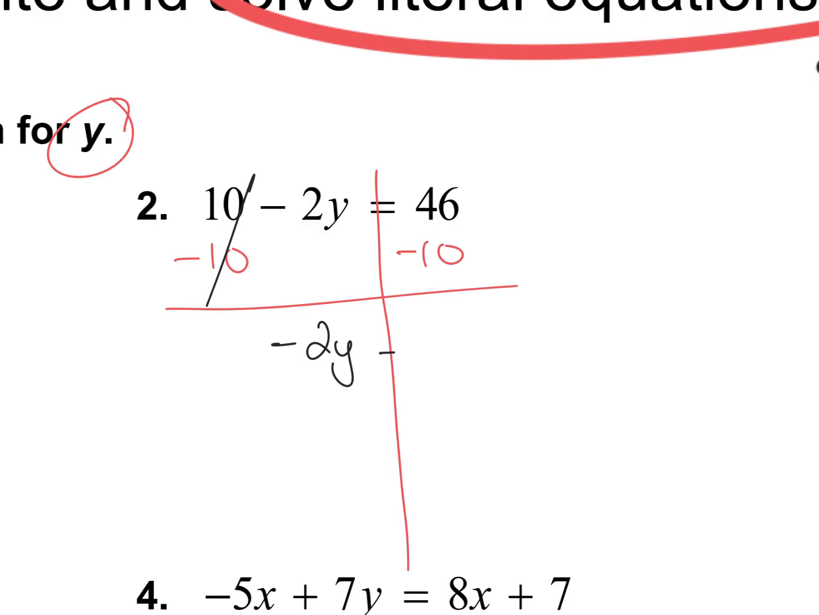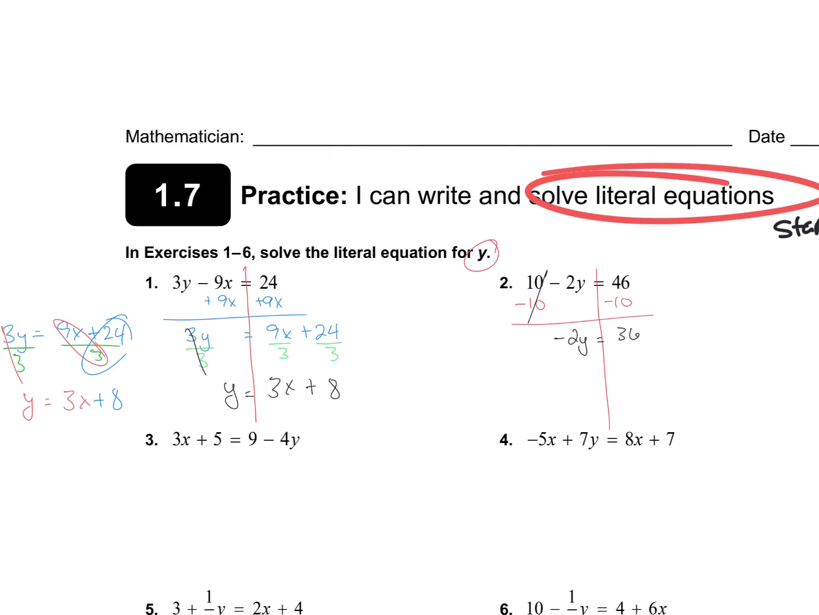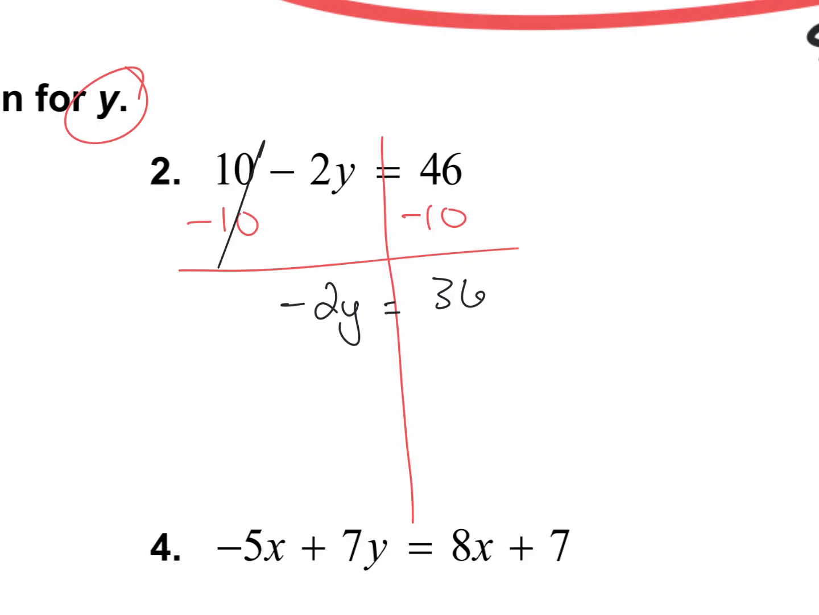We have negative 2y equals, oh, check that out. That's just 36. So this one, that's kind of funny. While this was a literal equation in the sense that we had multiple variables, this one was just an equation, and you just solve it by doing the normal stuff. So you got y equals negative 18.